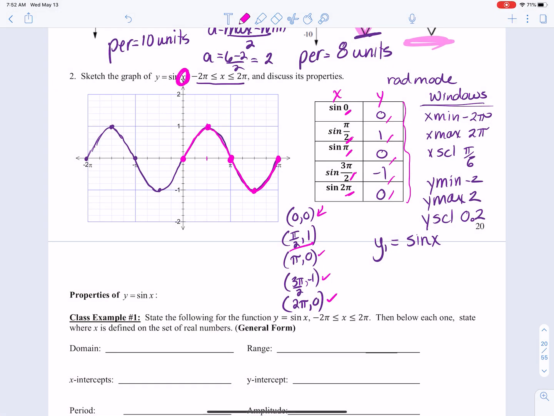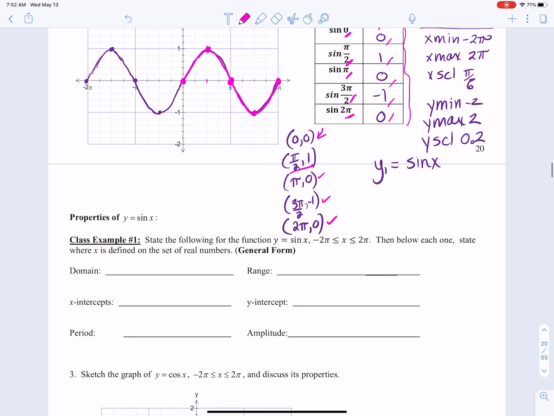All right, let's take a look at some of the properties of y is equal to sine x. Now, I'm going to talk about this if the domain is over all real numbers, not just a limited domain, because this graph goes on forever and ever and ever to the left and right. So my domain, and it doesn't matter if you put it in set builder notation or interval notation, is x is an element of all real numbers.